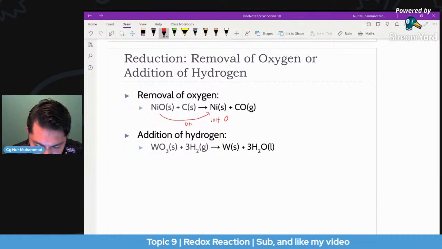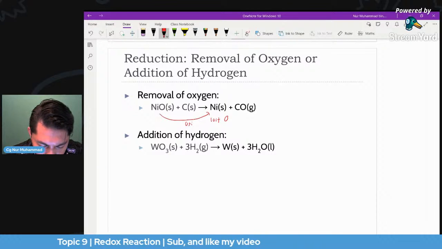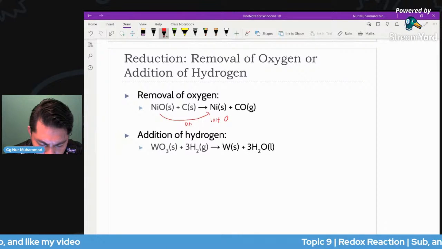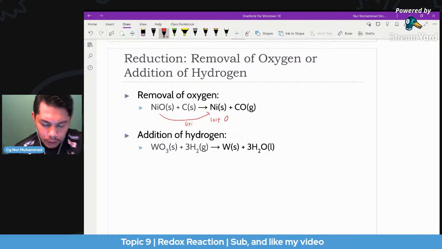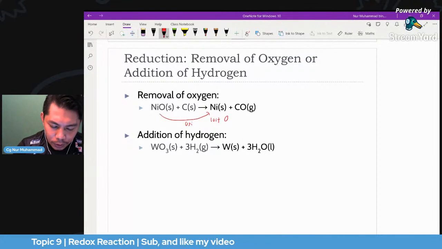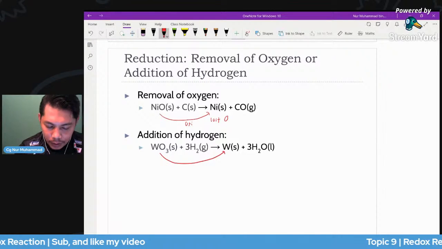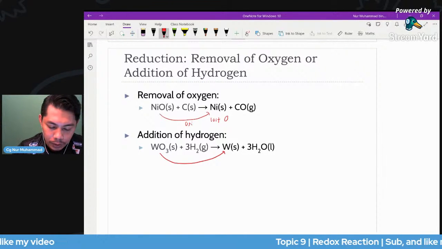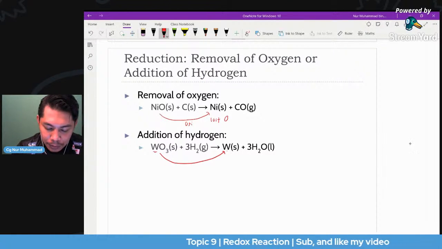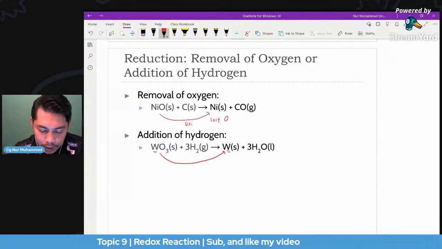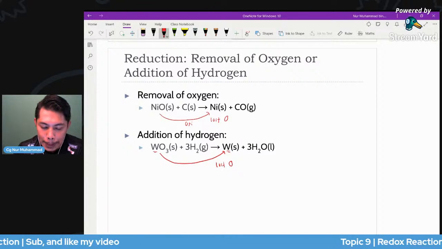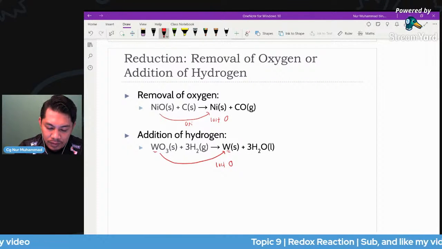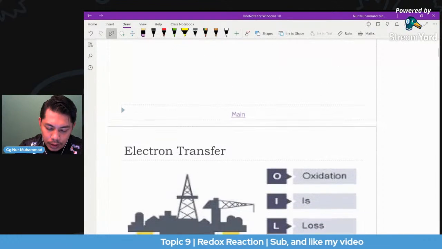Addition hydrogen. Mana addition hydrogen tu? Okay, bukan addition hydrogen, loss of oxygen ni. Removal of oxygen from W, now it become W. Okay. Loss oxygen. Alright. So another example.